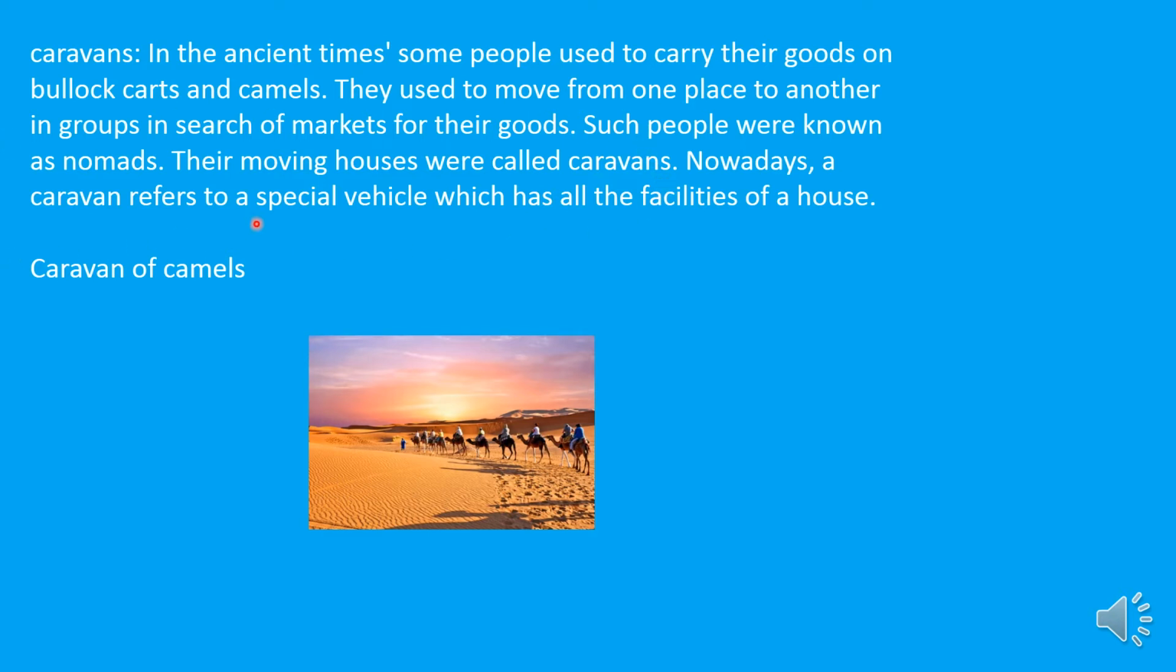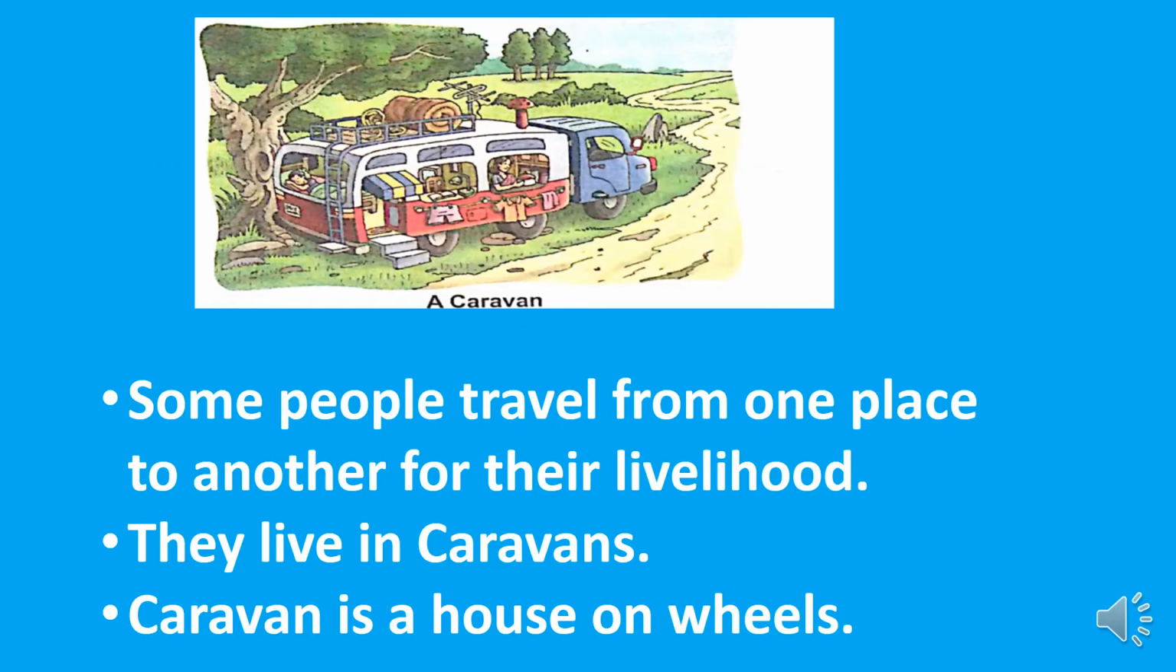Nowadays, a caravan refers to a special vehicle which has all the facilities of a house. Listen carefully. See, this is a caravan of camels. See this picture, children? A caravan.